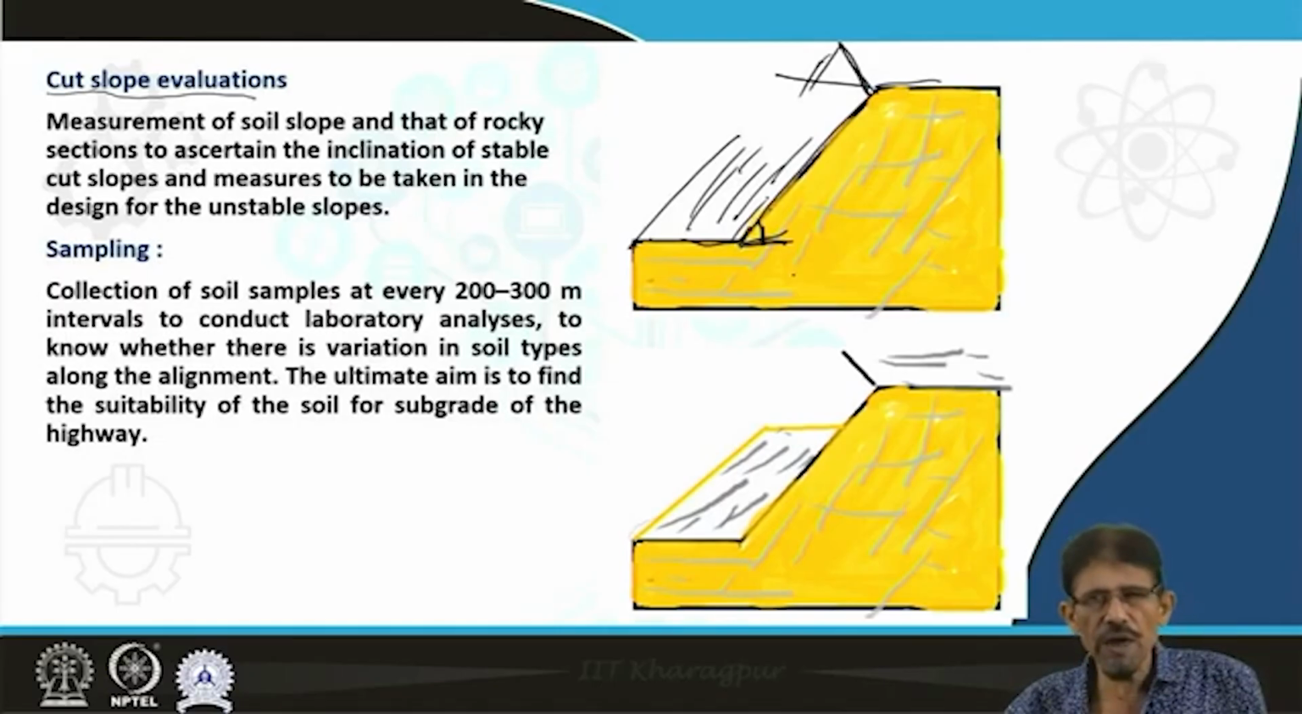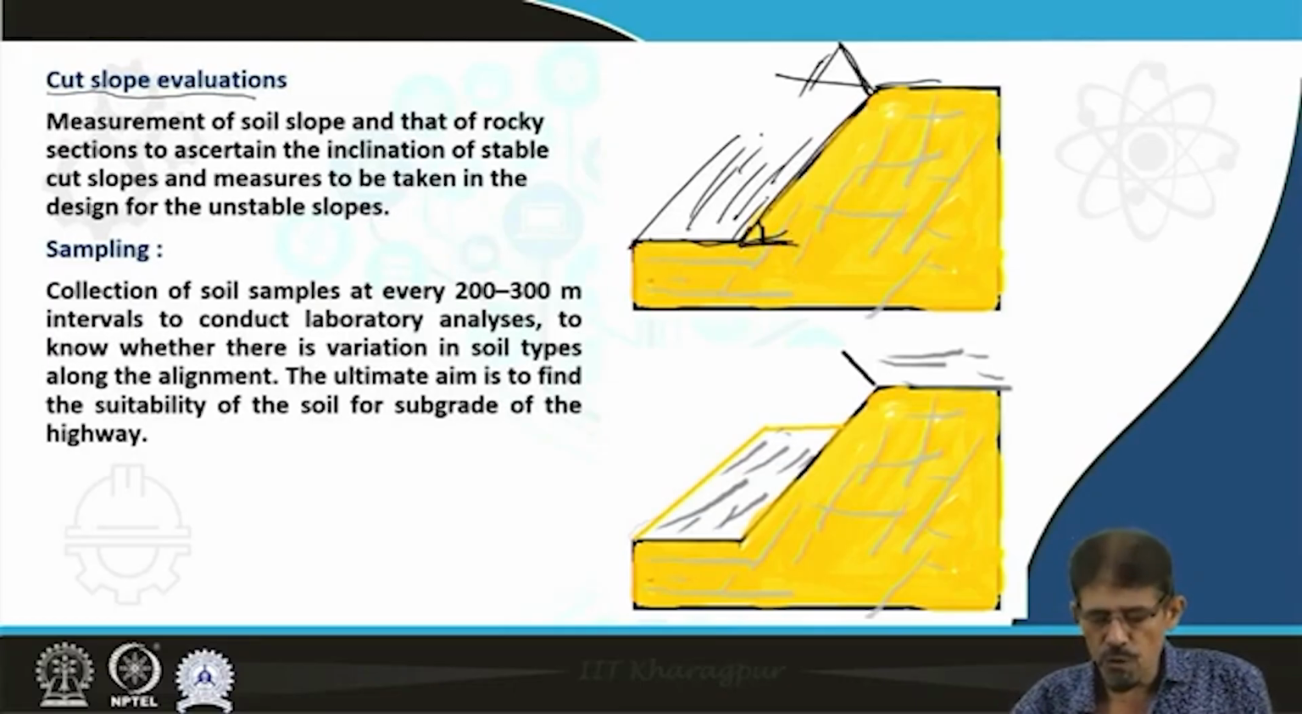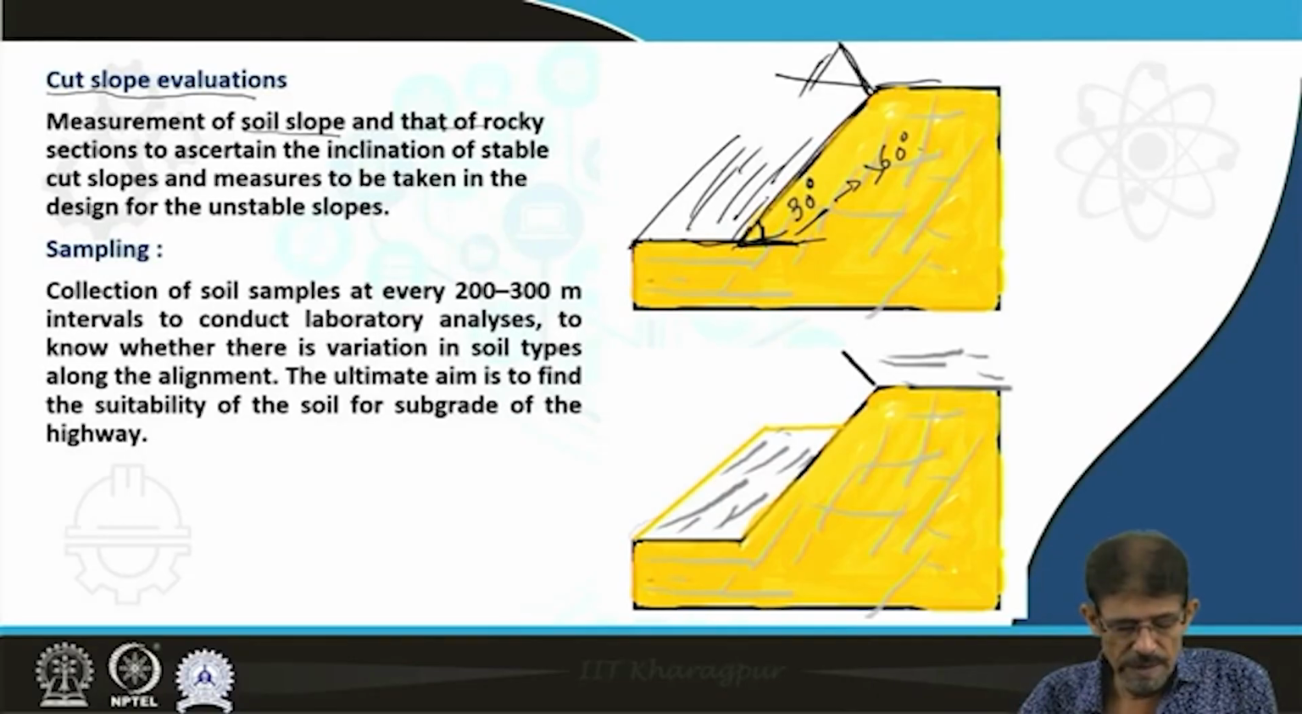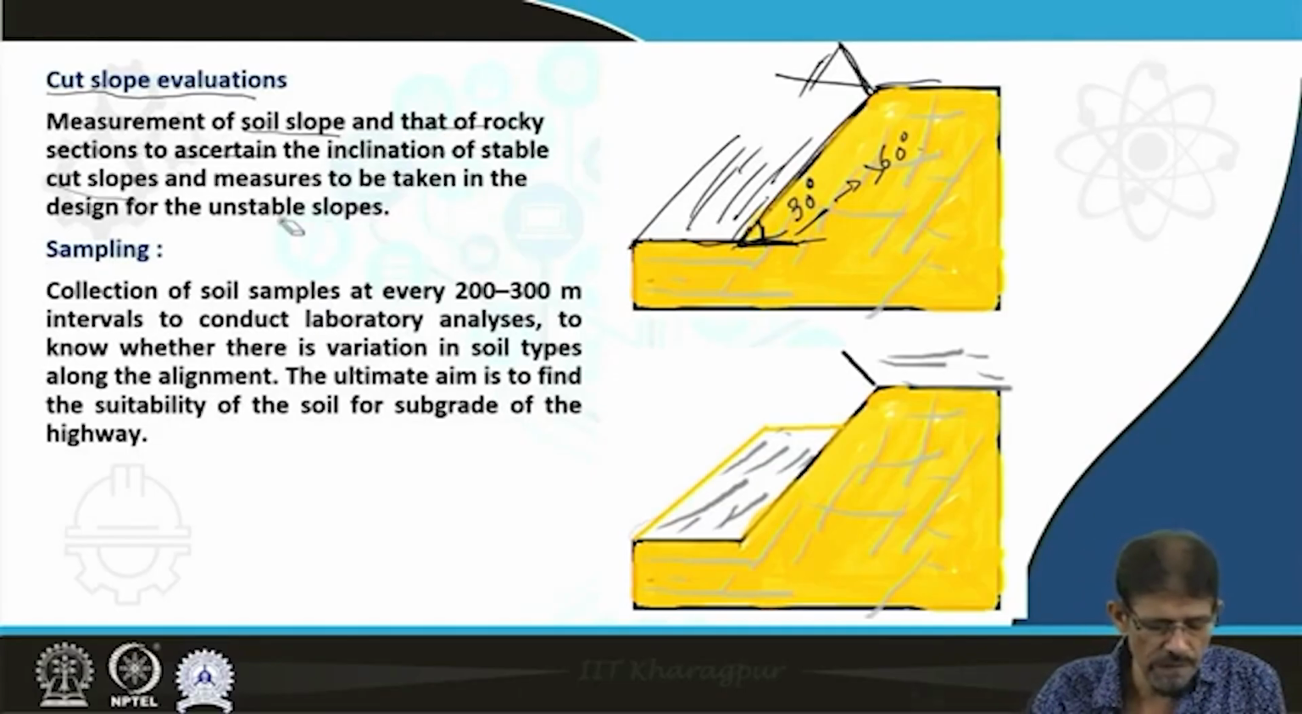As per general convention, for this type of slope, maximum 30-degree inclination we are going to prefer in safe mode. It means this angle of 30 degrees is safe for the soil slope. However, in case of rock, it may be extended up to 60 degrees or even more, depending on strength, compactness, availability of interfaces in this condition, nature of joints, etc. Measurement of soil slope and that of rocky sections is done to ascertain the inclination of the stable cut slopes and measures taken to design for the stable slope.